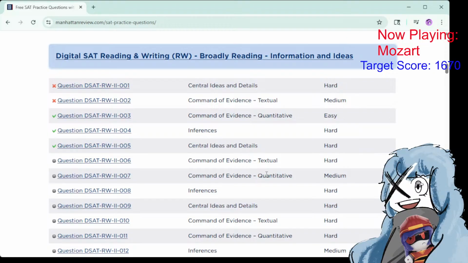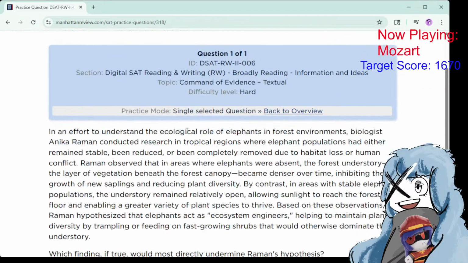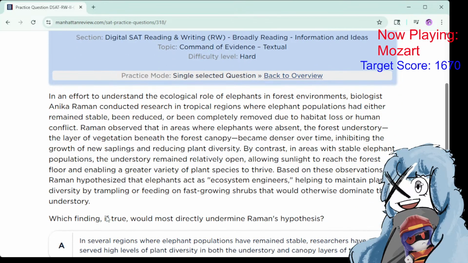Now it's time for command of evidence textual hard. It's a harder version of number 2. If I get this wrong, I'm fully. Oh. Which finding, if true, will most directly undermine Raymond's. Oh my god. So many ads.